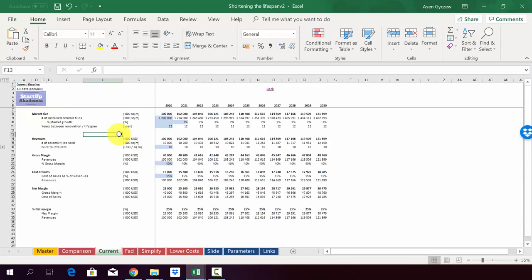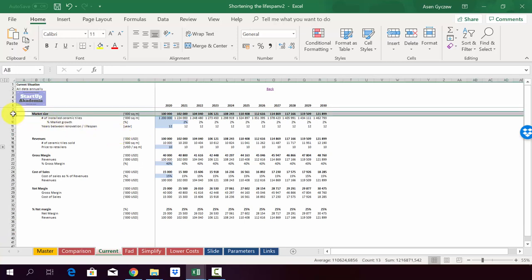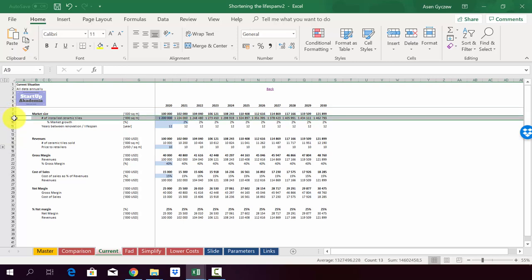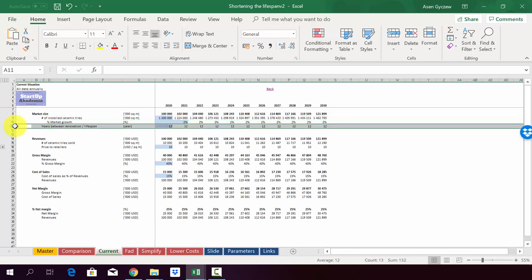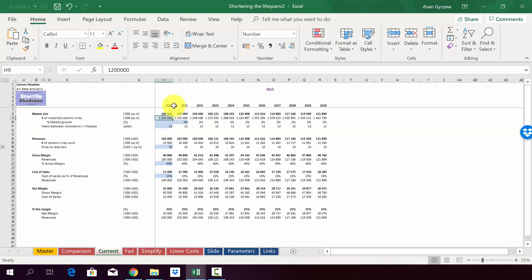In the current situation, we start by looking at the market size. We have a market size that is estimated on the basis of two things. First, the number of installed ceramic tiles, which are all the ceramic tiles already placed on the walls and floors of houses. We know that this market is growing by 2%, and that every 12 years people exchange the ceramic tiles. This means that on average every year they exchange 100 million ceramic tiles, and this is for 2020 since we have growth. By 2030 it will be 122 million.